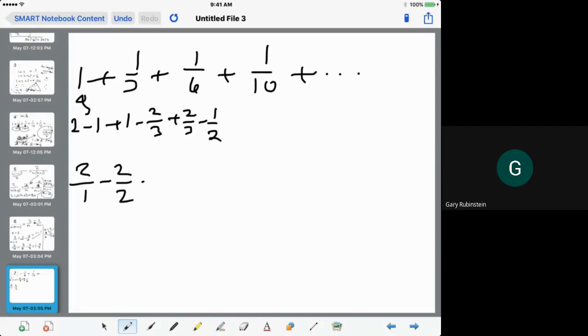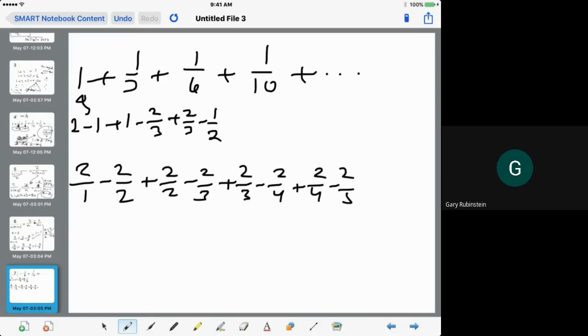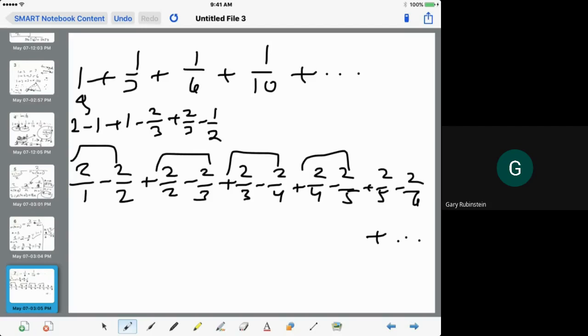It might even be better to leave it like this, and I think I will. I'm not going to reduce the stuff. 2/3 minus 2/4 plus 2/4 minus 2/5. That's the next term. Yeah, I think this will be easier to see if I don't simplify. Okay, does anyone see what's going on? The next term is going to be 2/5 minus 2/6 plus dot, dot, dot. Now that I've turned this 1 plus a third plus a sixth plus a tenth into this form, does anyone notice anything?